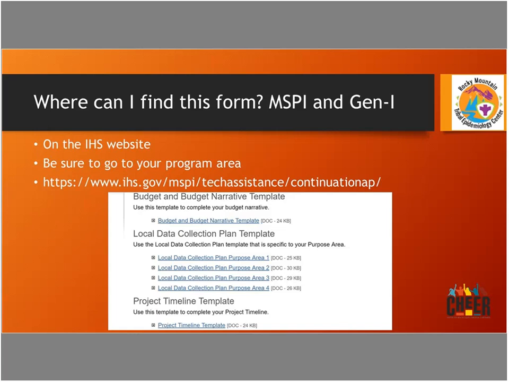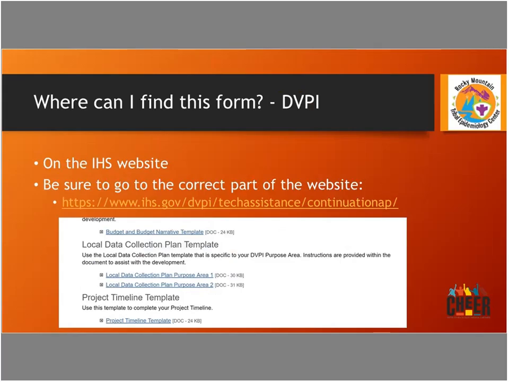But it is out there on the IHS website, and that is the form that you're looking at for the MSPI and Gen I, and here is the format on the website for the DVPI, same thing. It just has on the continuing application page the local data collection plan template title, and then it has the two forms, and you would choose the one for your area. So does anyone have any questions about any of that so far?